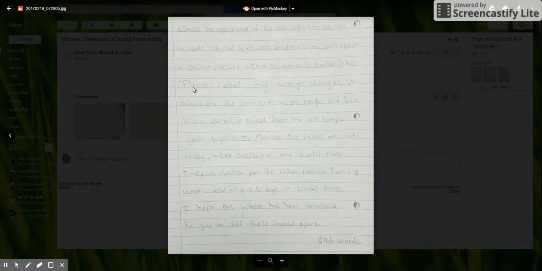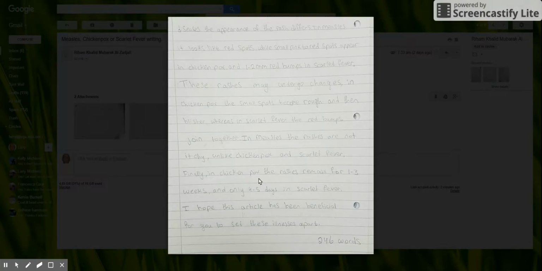Okay, so this should also be a new paragraph. These rashes may undergo changes, for example, in chickenpox, small spots become rough. So again, this should be a new paragraph, I think, because you're talking about the changes here. Chickenpox, the small spots become rough and then blister, whereas scarlet fever, the red bumps, they become red bumps, I think is what you want to say. Joined together, in measles, the rashes are not itchy, unlike, okay, so again, this should be a new paragraph.